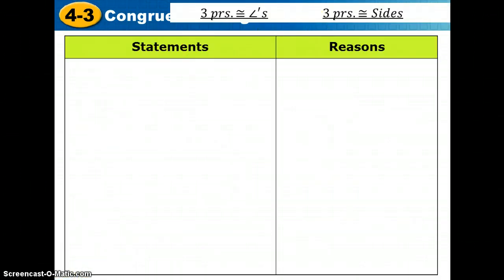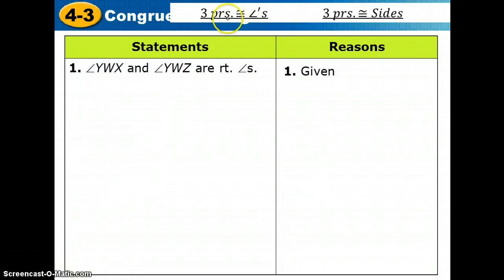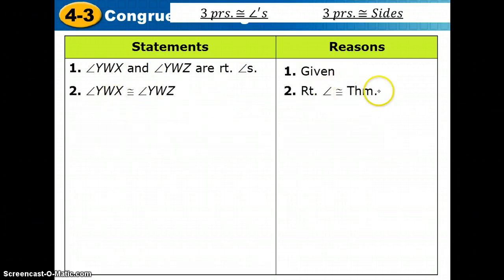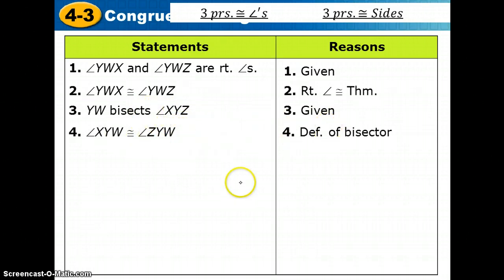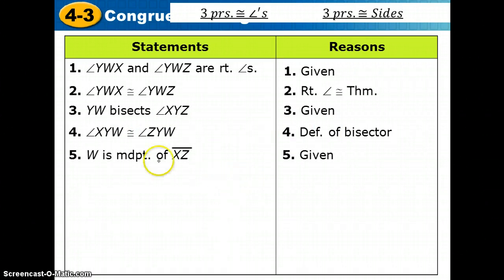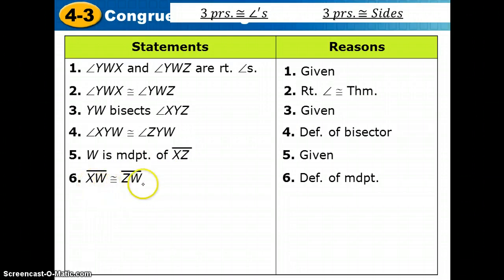So let's work on our proof. We're going to start with one given at a time. We need to be able to break the proof up and show three pairs of congruent angles, three pairs of congruent sides. So we're going to start with the first given. Angles YWX and YWZ are right angles. This tells us that they're congruent by the right angle congruence theorem. So there's one pair of congruent angles. Then we're given YW bisects angle XYZ. That tells me those angles are congruent by definition of an angle bisector. W is the midpoint of XZ is given to us, so that tells me XW is congruent to ZW.